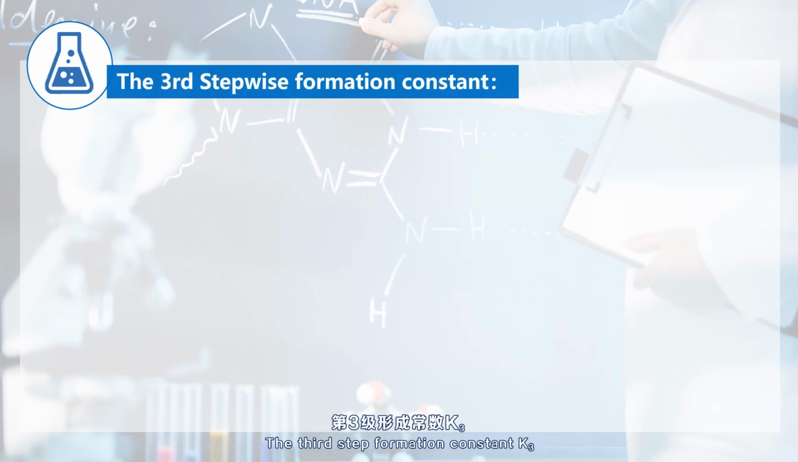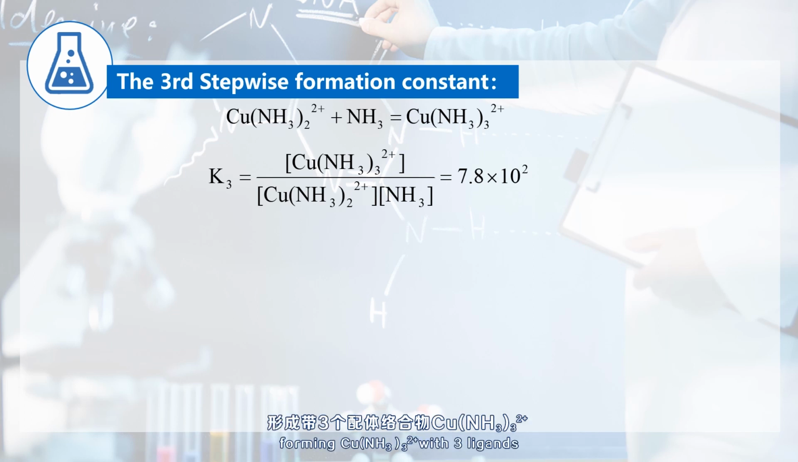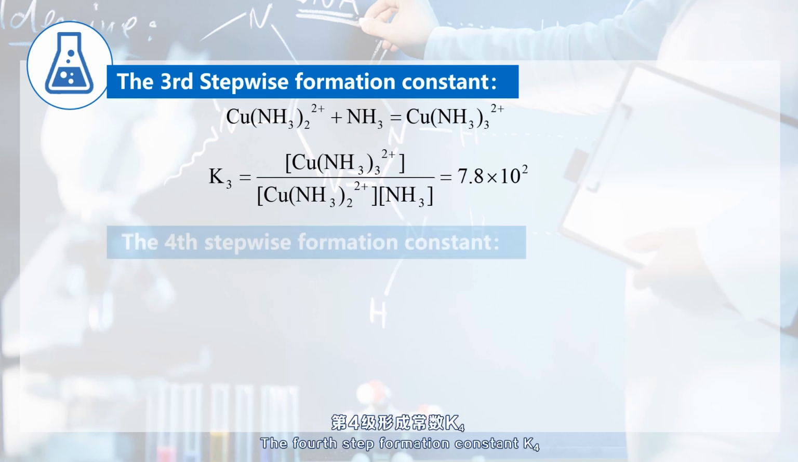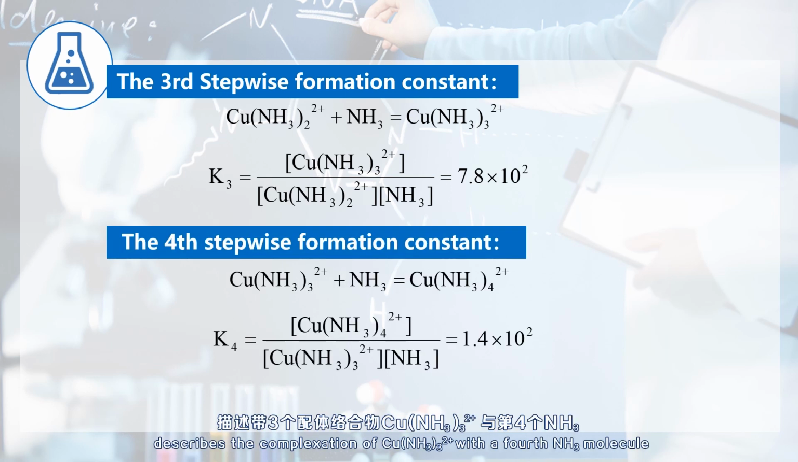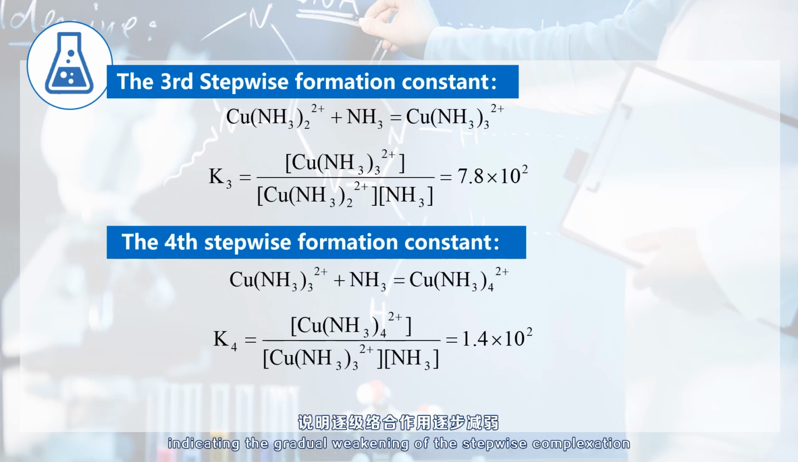The third step formation constant K3 describes the complexation of Cu(NH3)2 2+ with a third NH3 molecule, forming Cu(NH3)3 2+ with three ligands. The fourth step formation constant K4 describes the complexation of Cu(NH3)3 2+ with a fourth NH3 molecule, forming Cu(NH3)4 2+ with four ligands. These four formation constants decrease gradually, indicating the gradual weakening of stepwise complexation.